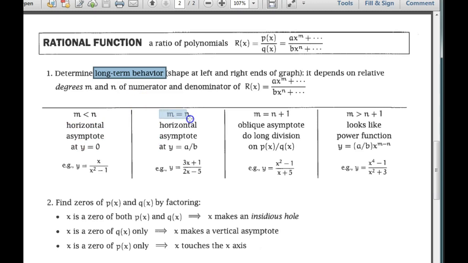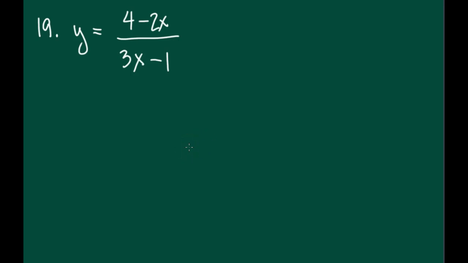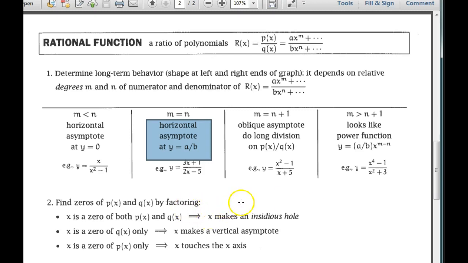Well, since the degree of the numerator is the same as the degree of the denominator, that means that we have a horizontal asymptote at y equals whatever the ratio of the leading coefficients is. Okay. Well, the leading coefficients here are -2 and +3. So this means I have a horizontal asymptote at y equals -2 over +3. In other words, -2/3.